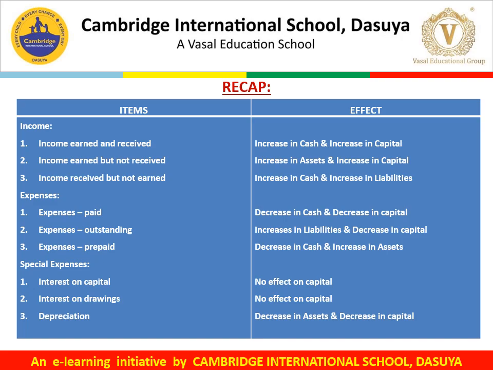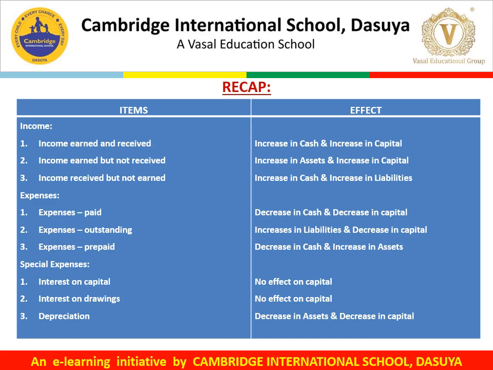Now come to expenses. Expenses if paid: the effect on the accounting equation would be a decrease in cash, because expenses are paid in cash. It will also reduce the capital. The second one is expenses outstanding. Expenses when due but not paid become outstanding expenses. Since expenses are incurred, it will increase our liabilities.